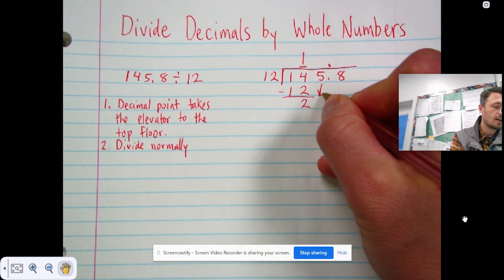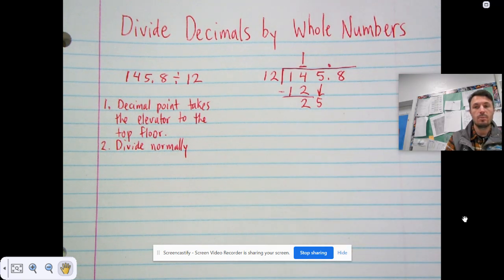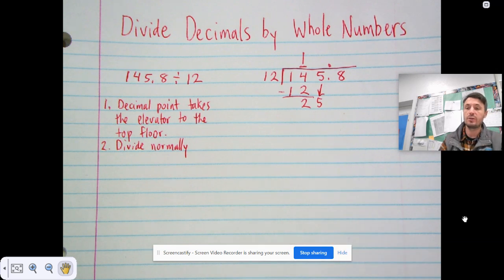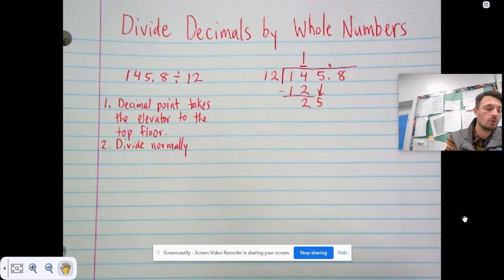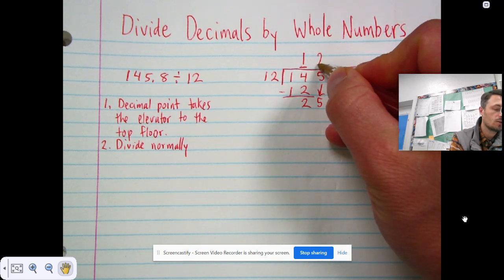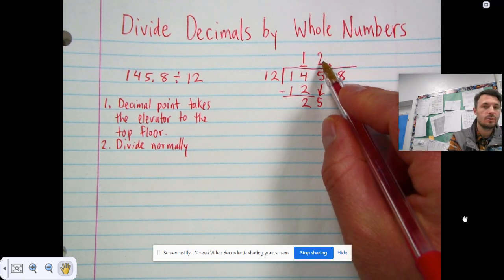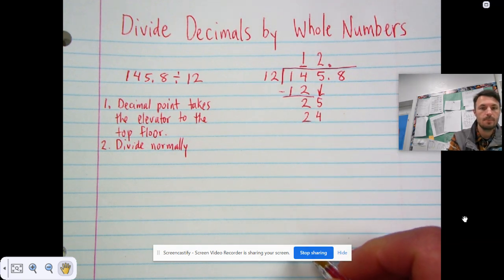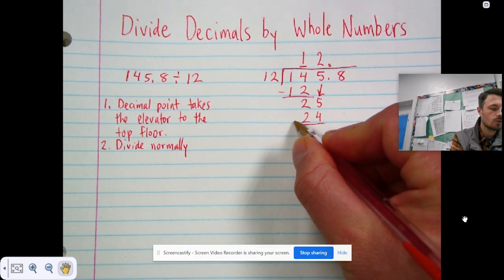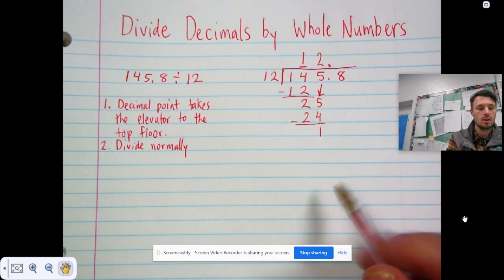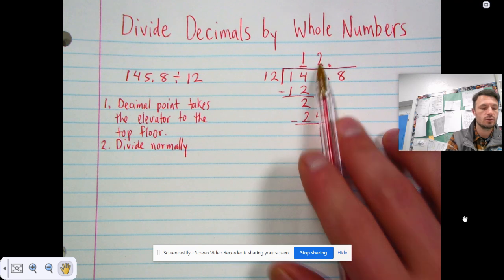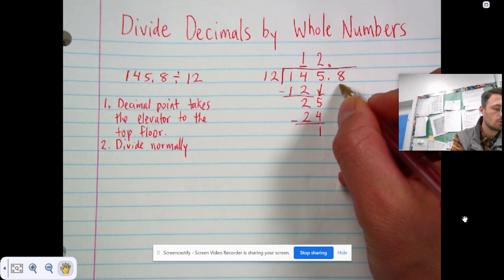So now we bring down. Now we go back to divide, and we're dividing 12 into 25. 12 times 2 is 24, so that's what gets us closest to 25 without going over. So it goes in 2 times, and we multiply. 2 times 12 is 24. Okay, now we subtract. 25 minus 24 is 1. Is 1 smaller than 12? Yes, that's how we know this 2 is correct. So now we bring down.